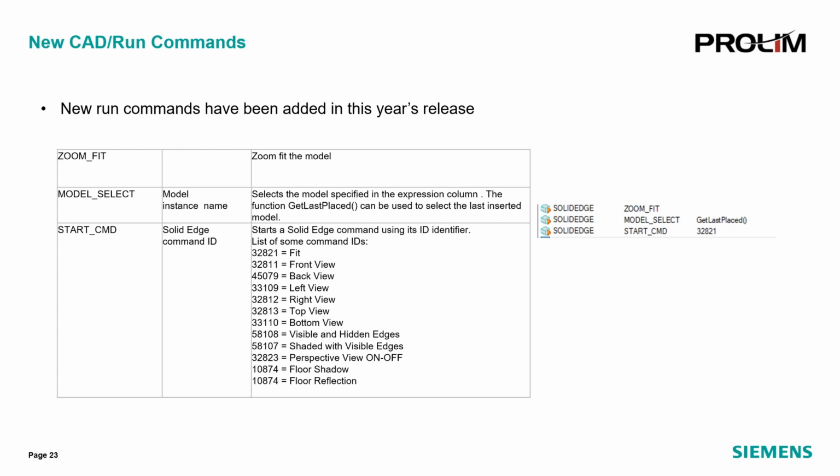Say for example, if you want to align your assembly in the top view, then the ID for that will be 32813. So entering all these IDs, you can add a specific command to that CAD model. So let's take a look at this command in action.